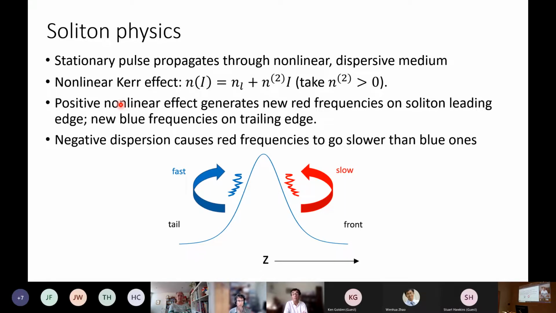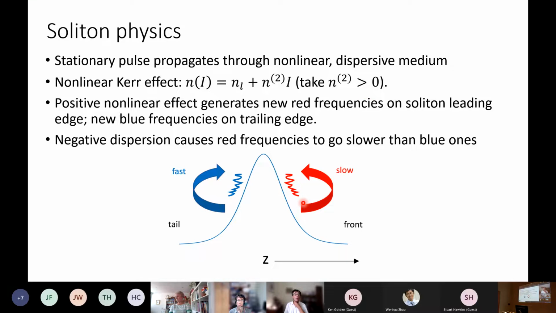So as most of you will know, a soliton is a stationary pulse that propagates through a nonlinear medium that also has dispersion. And a particular nonlinear effect in optics that one is interested in is the Kerr effect, according to which the refractive index N depends linearly on intensity with an offset, which is the linear refractive index. And for argument's sake, and to be consistent with the experiments, I'll take N2 to be positive.